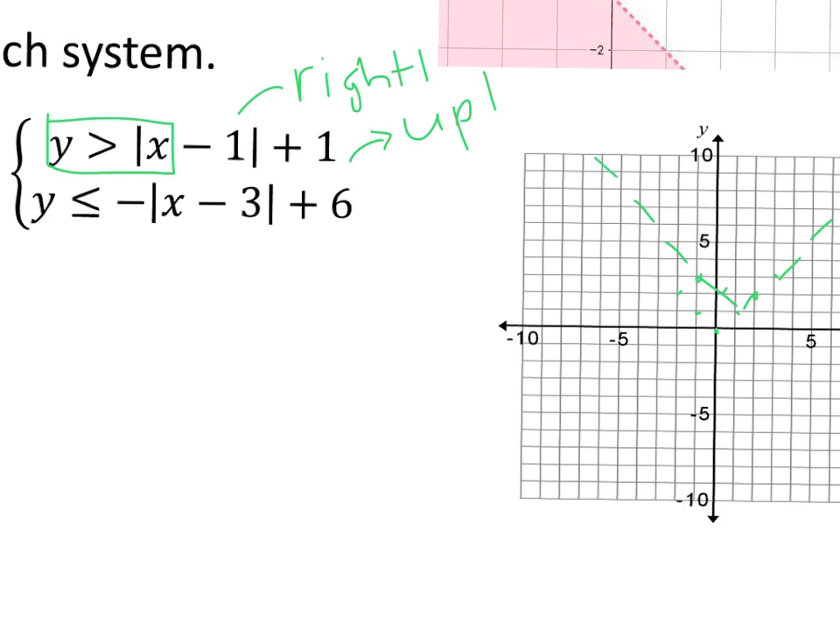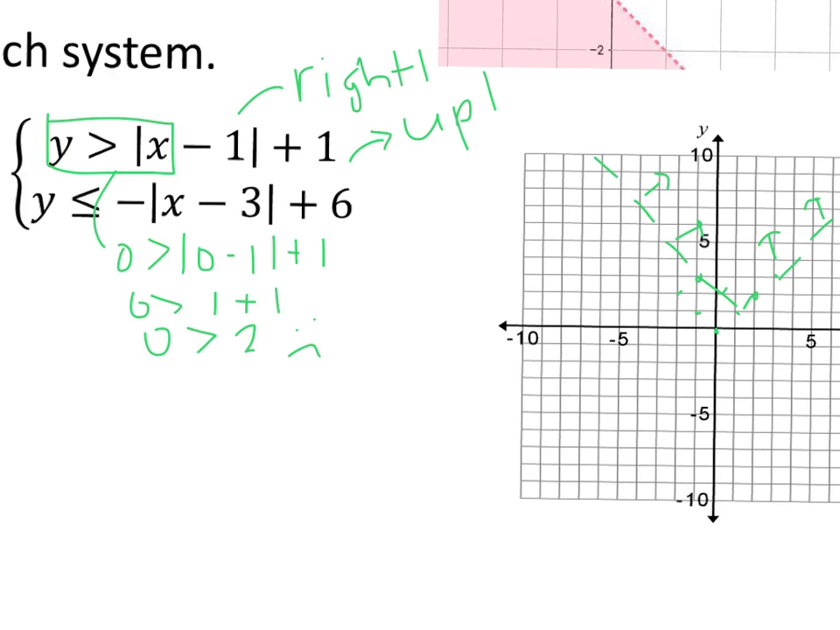If we were to test 0, 0, notice we have 0 is greater than the absolute value of 0 minus 1, plus 1. 0 minus 1 is -1. Now we have 0 is greater than 1 plus 1. Is 0 bigger than 2? The answer to that is no. So my arrows face the opposite way of our test point 0, 0.